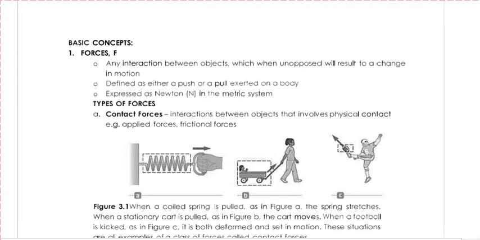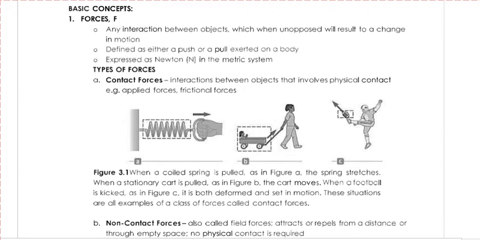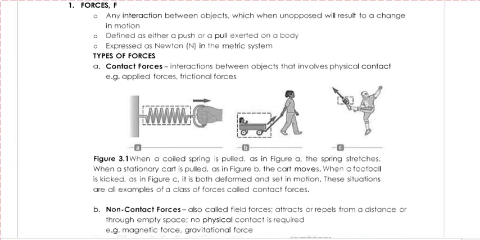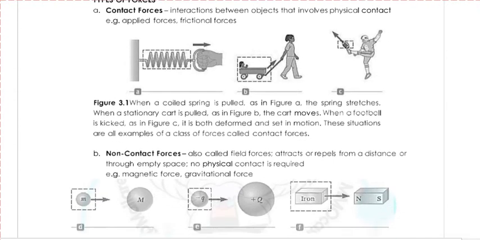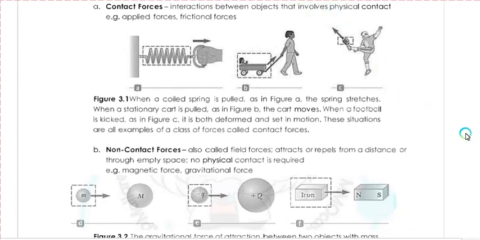So we have two types of forces. Number one, contact force. These are interactions between objects that involve physical contact. So, silingon, may ara kaging physical contact sa, for example, applied nga mga forces or ikaw gid mismo ang nag-apply sina or mga frictional forces along sa imo object kag sa surface kung sa diin siya ga-move. So, for example, here we have, when a coiled spring is pulled, so there is a force. As in figure A, the spring stretches when a stationary cart is pulled. So, as in figure B.